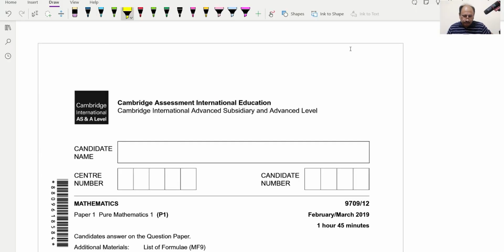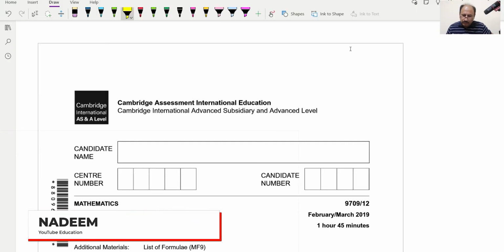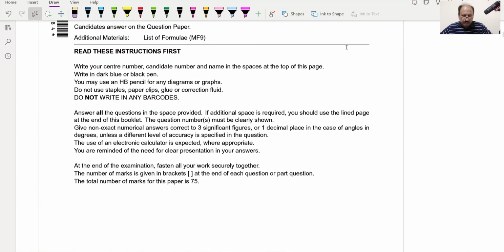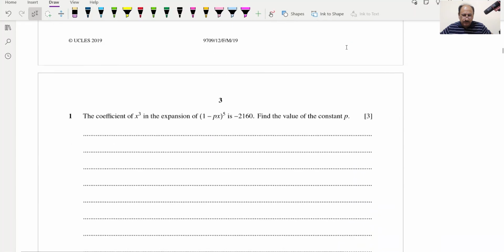Hello everyone. Today we'll be going through A levels mathematics paper 1, pure mathematics 1 P1. This is 9709/12, Feb/March 2019. Let us move to question number 1.